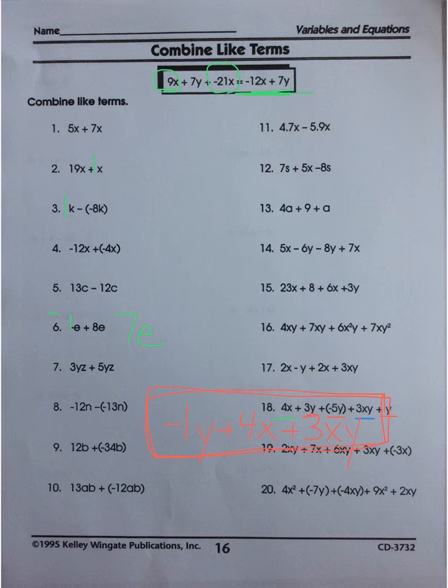So when you combine like terms, you can only add or subtract if they have the exact same letter, the same exponent. Complete 5 problems and turn it in.